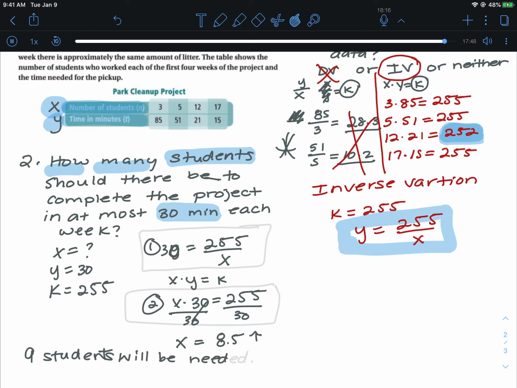Okay. Now, can you use this equation right here to solve this problem? And is it going to give me the same answer? Yes. So literally you can choose whichever equation you want. It's up to you. It doesn't matter. At the end of the day, they're both going to give you the same answer. So inverse variation and direct variation are literally just going to be your way of being able to manipulate these equations.